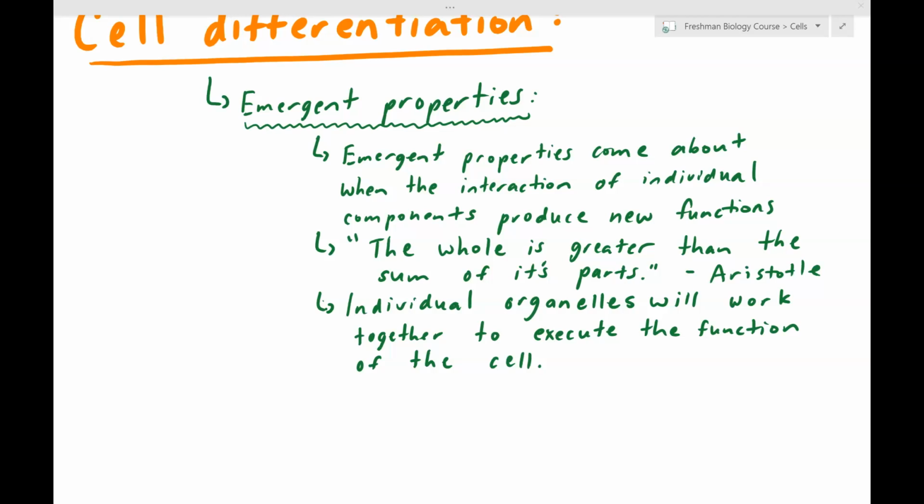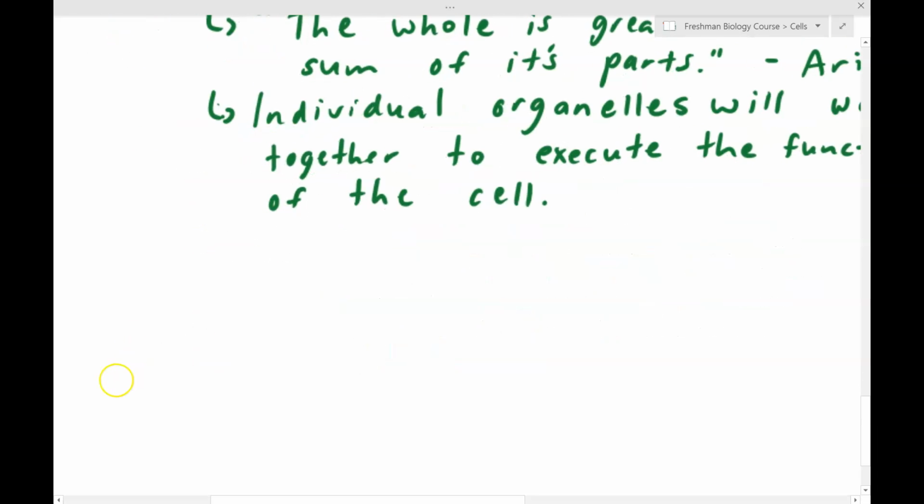All right, good. So once you have those things down, once you understand the idea of emergent properties, or the idea really that cells, individual cells, are going to be working together, now we can dive into the idea of cell differentiation.